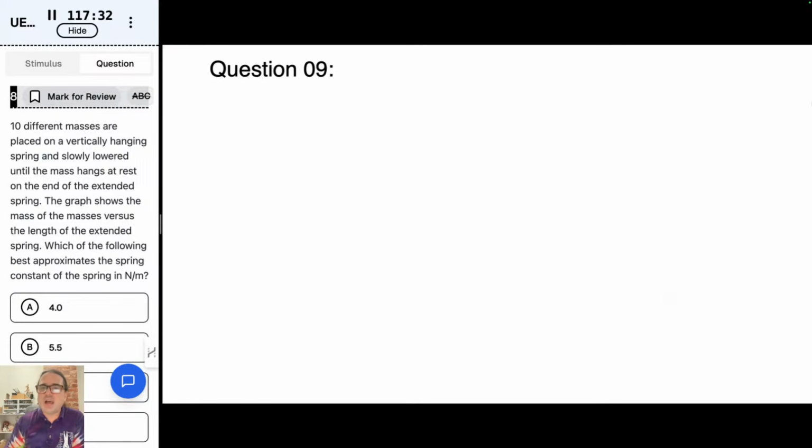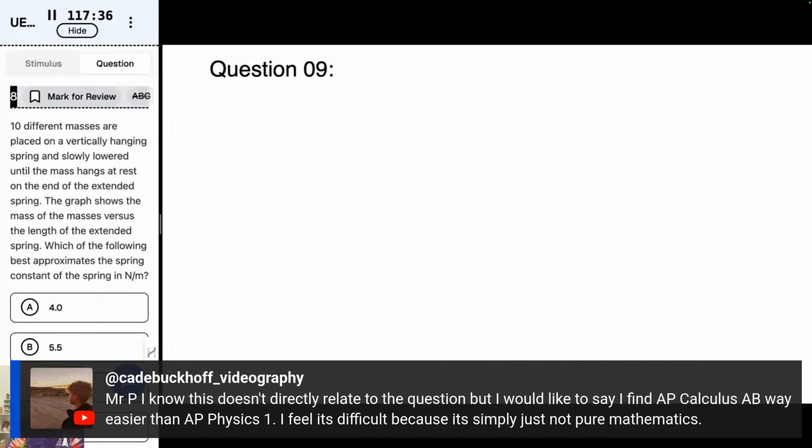Okay, good. I do want to take a moment to look at this comment. I know this doesn't directly relate to this question, but I would just like to say I find AP Calculus AB way easier than AP Physics 1. It feels difficult because it's simply just not pure mathematics. So absolutely, I hear this often.